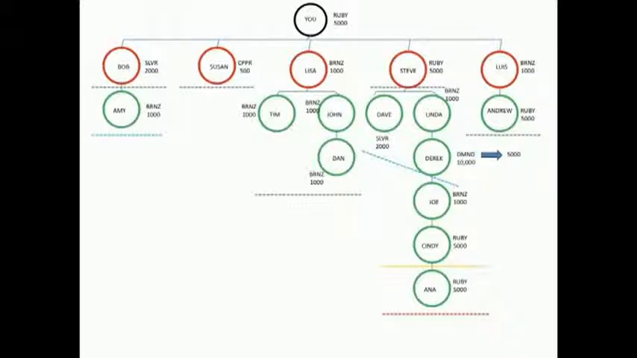So this is what your sponsor tree would look like. As you can see, everybody you personally sponsored is all going to be your level 1, regardless of how far down in the organization you place them. Anybody you personally sponsored is always going to be right up there on your level 1. So you see we have Bob, Susan, Lisa, Steve, and Luis. They're all your level 1 because they were personally sponsored by you.